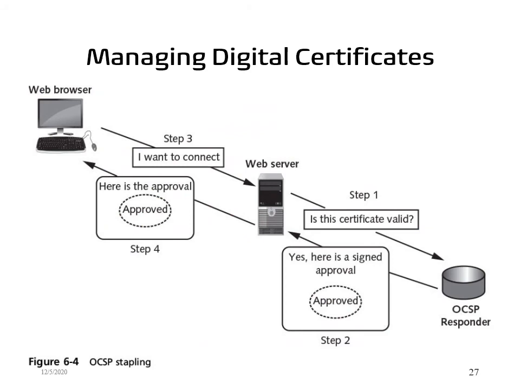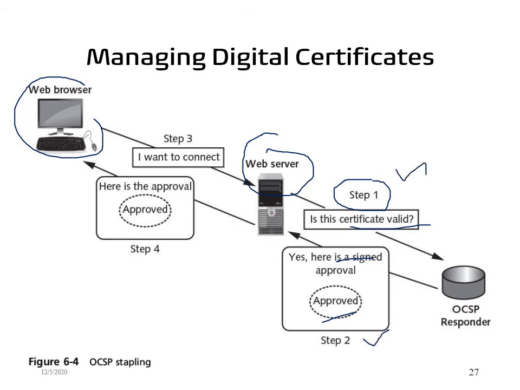So we will explain this OCSP with the help of this figure. Say, for example, the web server is starting the first step of this OCSP: is this certificate valid? There is an OCSP responder, and it will respond, yes, it has been signed and approved. So in the third step, when the browser wants to connect, it will connect to that particular web server, and the web server, based upon this verification, steps 1 and 2, will send the approval to the web browser. Maybe the client is communicating with that particular web server, so it has to be approved. So here is the approval it will send.